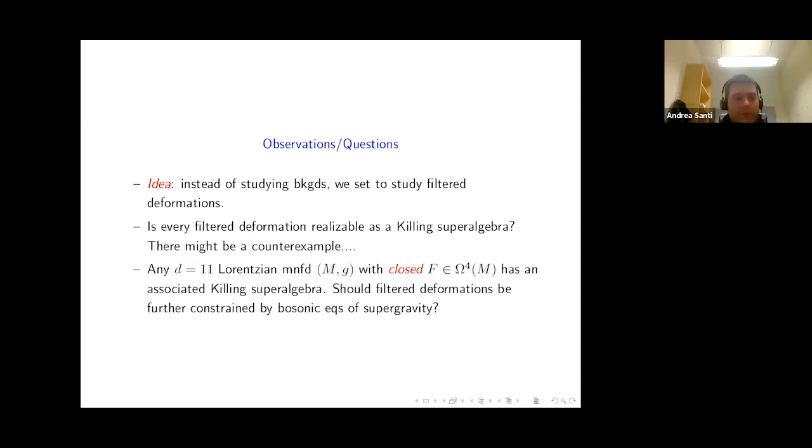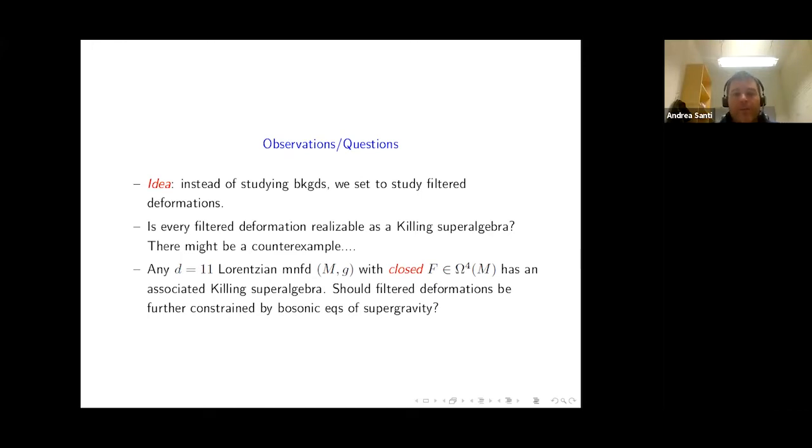And the second point, which I haven't stressed last time, is that in the proof that the Killing superalgebra of a supergravity background is really a Lie superalgebra, we did use at some point that F is closed. It was when we were establishing the fact that if you square Killing spinors, you end up in Killing vectors preserving also F. So we did use that F was closed, but we didn't use in any place the bosonic equations of supergravity. We didn't use at all the Einstein and Maxwell equations. So the result of last time can actually be rephrased as saying that any 11-dimensional Lorentzian manifold with a closed four-form has an associated Killing superalgebra.